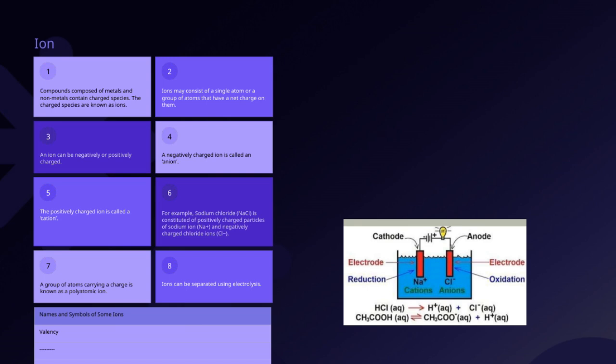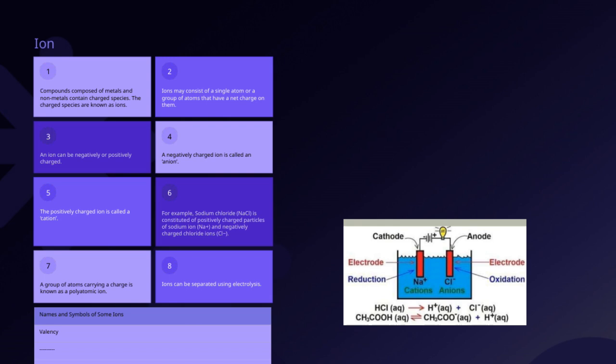Speaking of charges, a negatively charged ion is known as an anion. Conversely, a positively charged ion is called a cation. These charges are crucial because they determine how ions interact and move in different chemical processes. Ions can be quite diverse. They might consist of just a single atom or a group of atoms that together have a net charge. This variability allows for a wide range of compounds and reactions in chemistry.